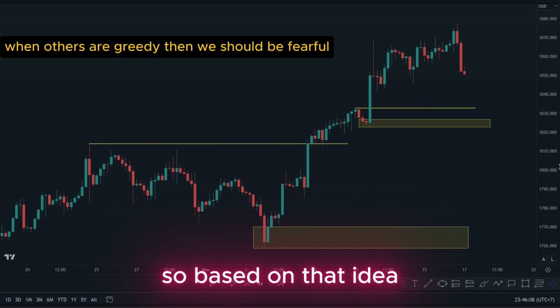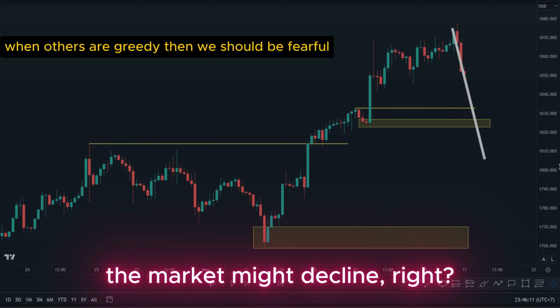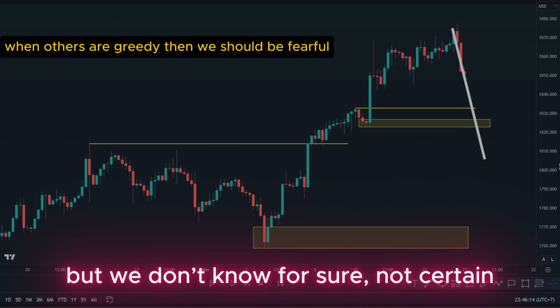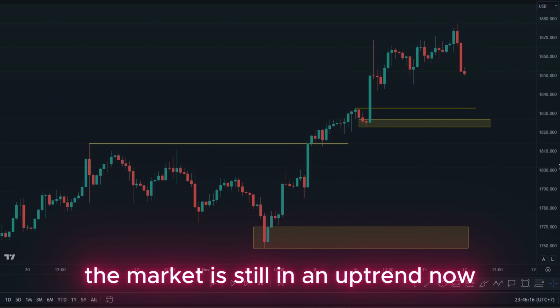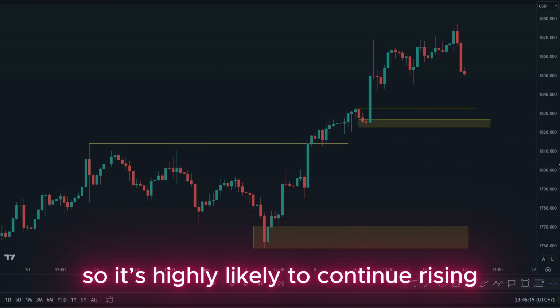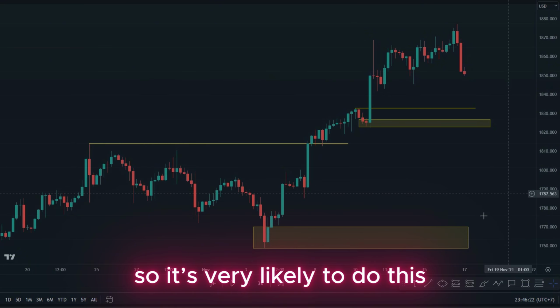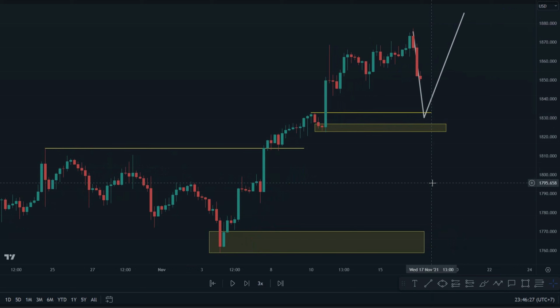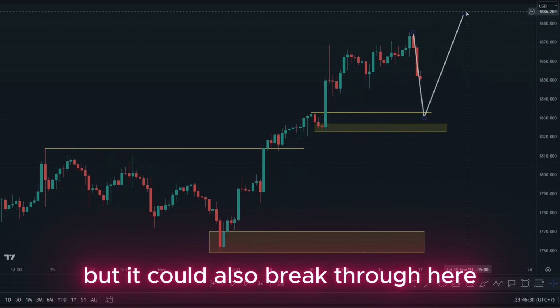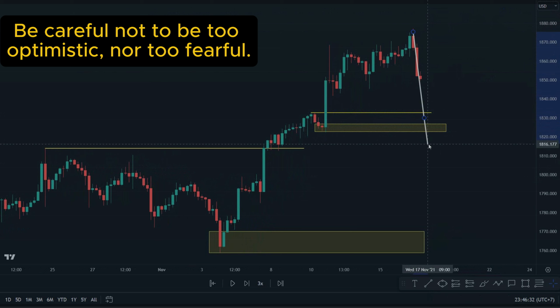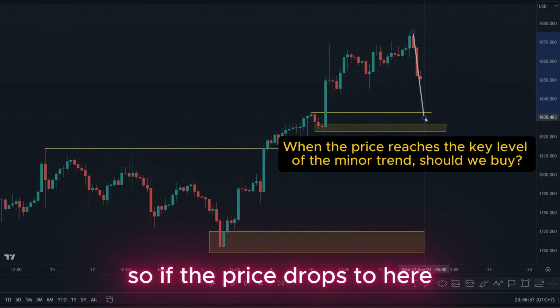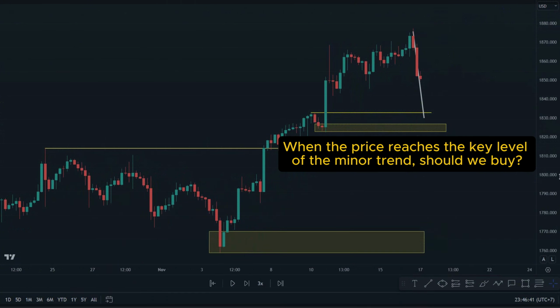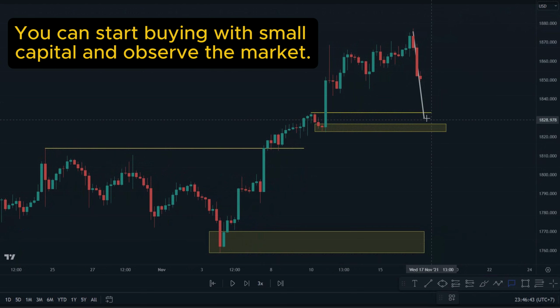So based on that idea, the market might decline, right? But we don't know for sure, not certain. The market is still in an uptrend now. So it's highly likely to continue rising. So it's very likely to do this. Continue rising like this. But it could also break through here. So if the price drops to here, should we buy or not? It's a great opportunity, why not buy? For me, I'd buy right away, buy quickly.